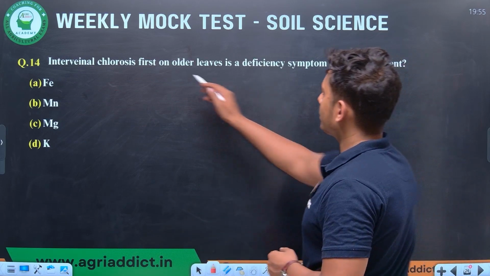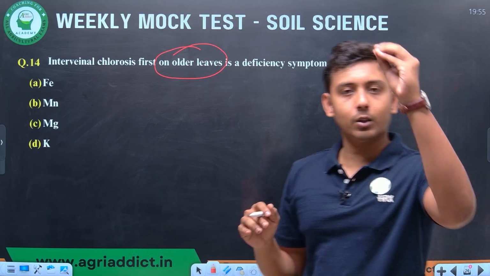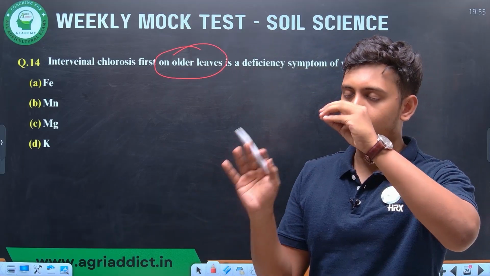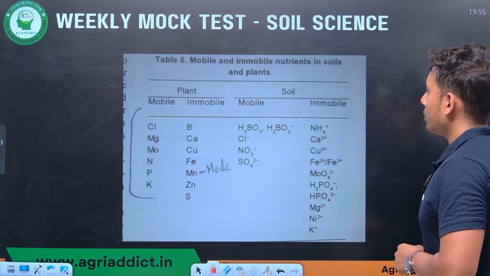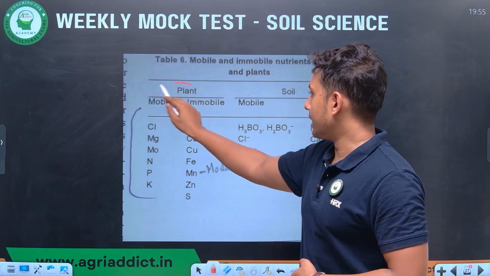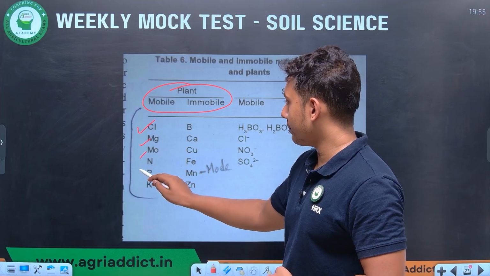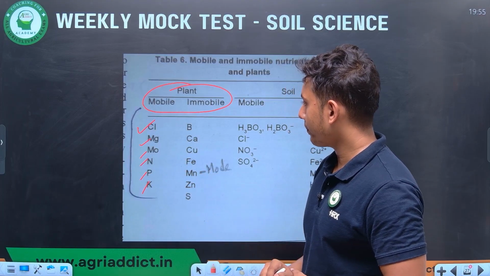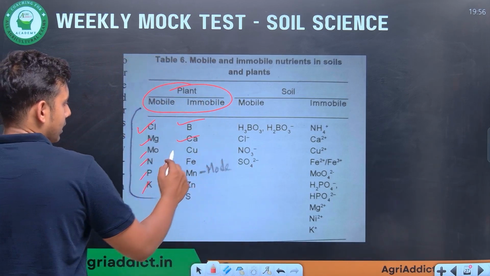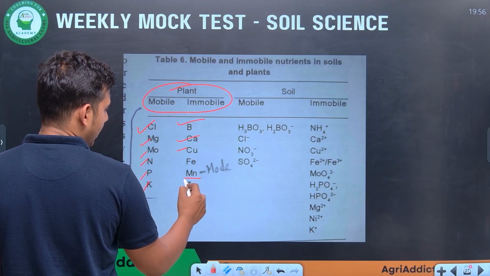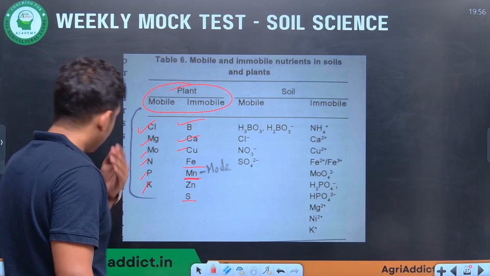Now comes interveinal chlorosis first in older leaves. In older leaves or younger leaves, which nutrient deficiency will be seen in the older leaves, and which nutrient deficiency will be seen in the younger leaves? For this we have to know the mobility of nutrients in plants. In plants, mobile nutrients are chlorine, magnesium, molybdenum, nitrogen, phosphorus, potassium. And immobile nutrients are boron, calcium, copper. Manganese is actually moderately mobile, and then iron is immobile, sulfur is immobile.